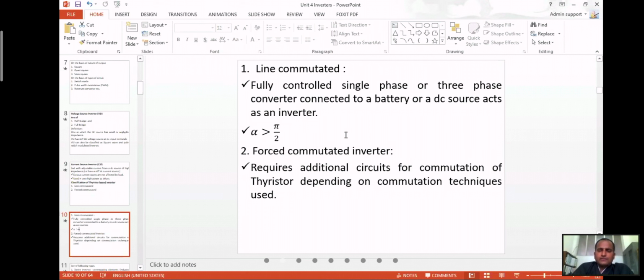In a force commutation, you know it requires an additional external circuit. Force commutation means you require an additional circuit for commutation of thyristors. So what type of commutation techniques are we trying to use here? Because in case of force commutation, you are trying to force the SCRs to stop conducting, so you require an additional circuit just to make the SCRs stop conducting.